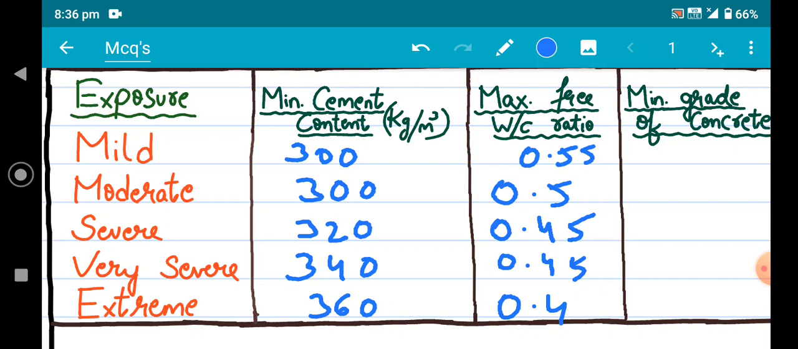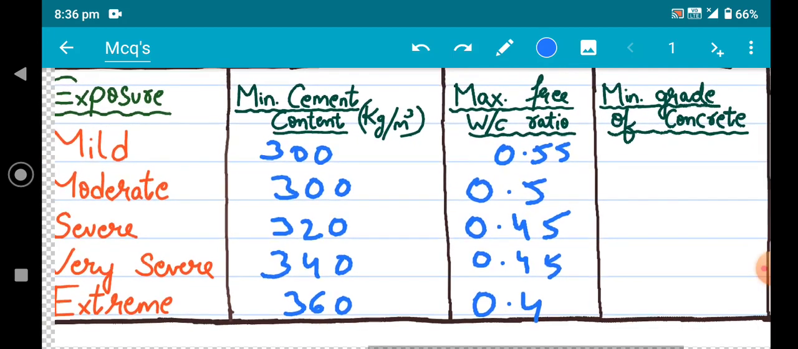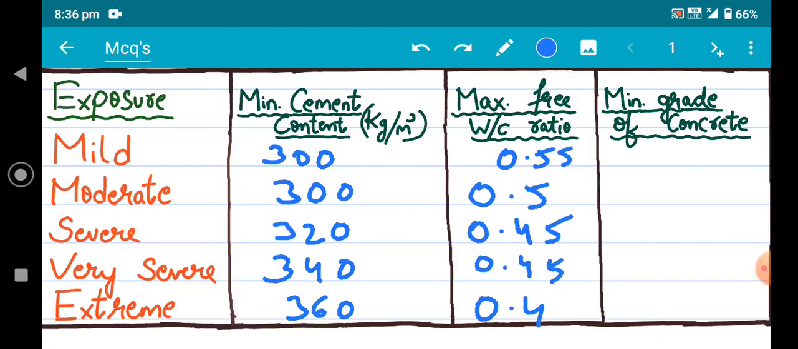So it is of decreasing order, friends. See, 0.55, 0.5, 0.45, 0.45 and 0.4. Whereas here, in minimum cement content it is of increasing order. So you can remember like that also, friends. Coming to the next one, it is minimum grade of concrete. So see here, we need mild, moderate, severe, very severe, extreme.